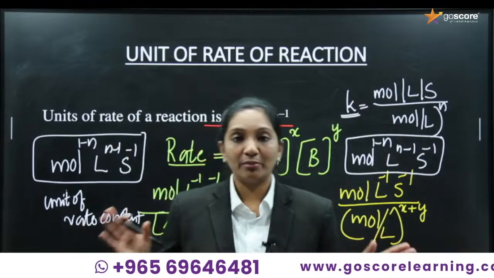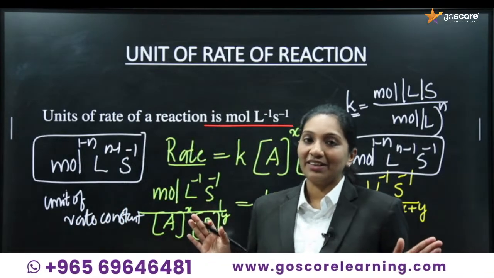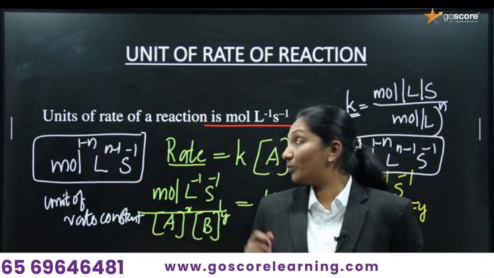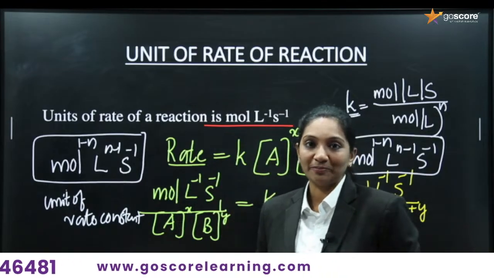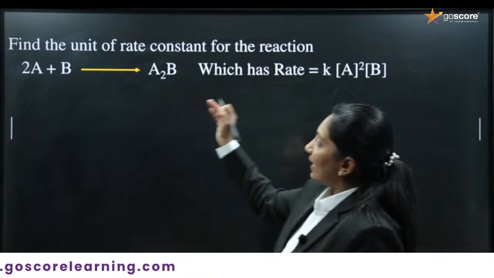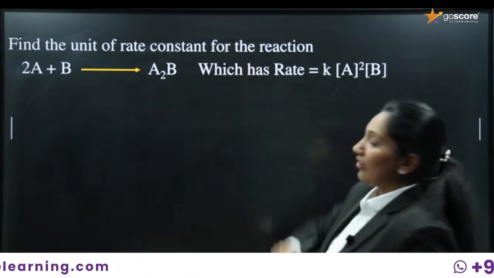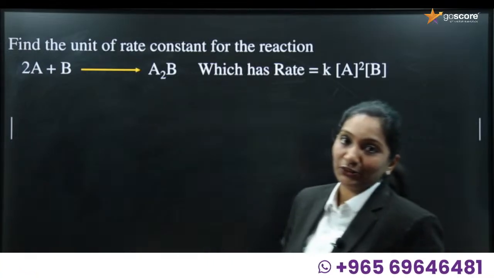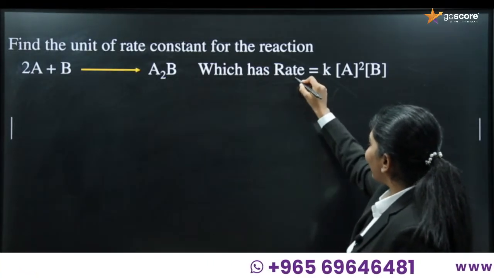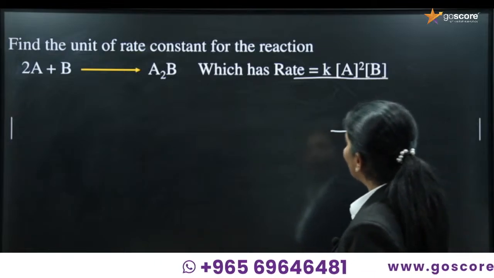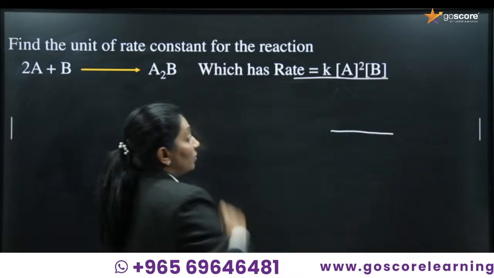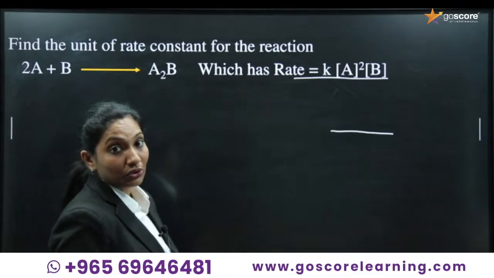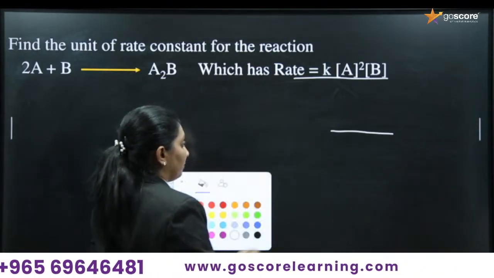Okay, are you all clear about whatever topics we covered? So can we move on to some problems from this portion? See, find the unit of rate constant for the reaction 2A plus B giving A2B, which has the rate equal to k into concentration of A raised to 2 and the concentration of B.